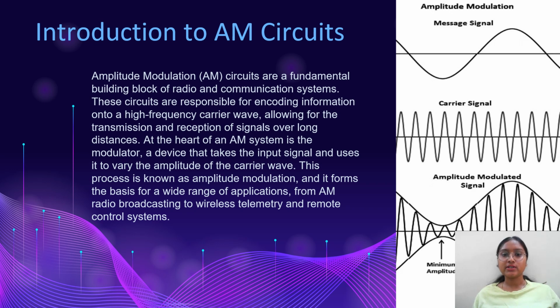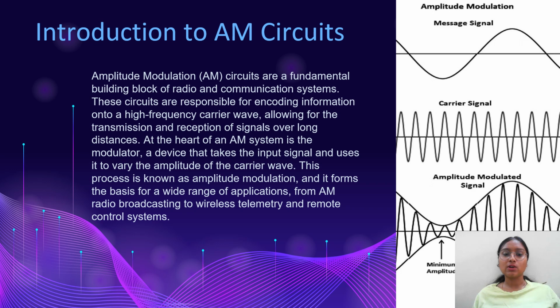Amplitude modulation circuits are fundamental building blocks of radio and communication systems. These circuits are responsible for encoding information onto a high frequency carrier wave, allowing for the transmission and reception of signals over long distances. At the heart of an AM system is the modulator, a device that takes the input signal and uses it to vary the amplitude of the carrier wave.